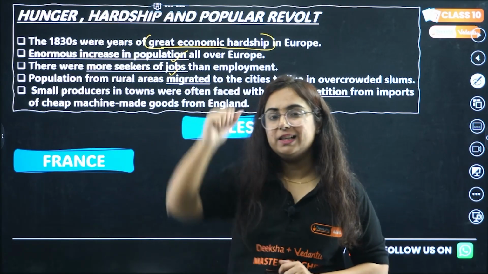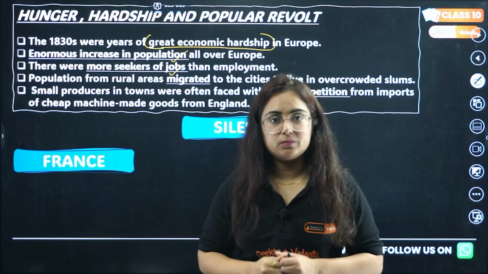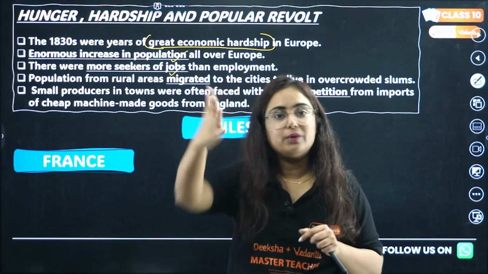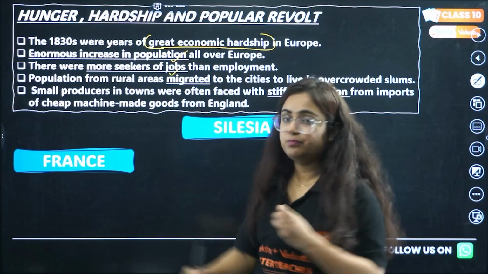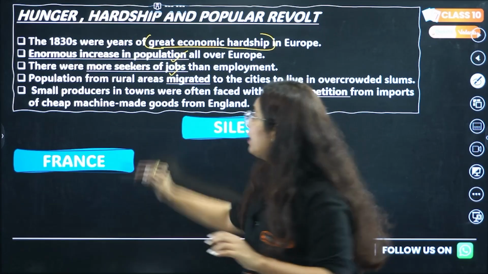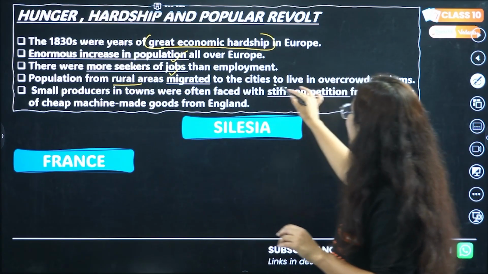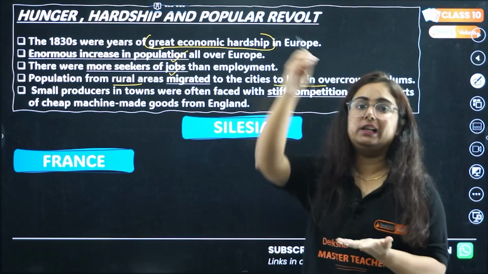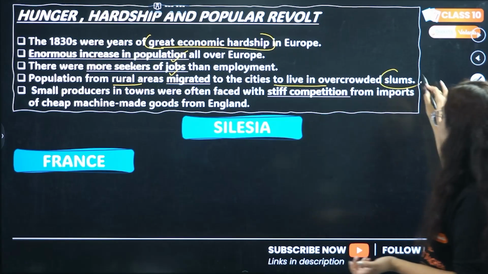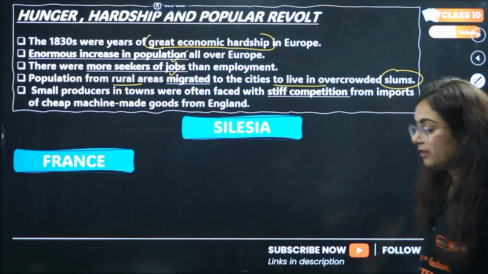But who is ruling them? Monarchs are ruling them majorly, and they are not worried about the people who are unemployed. So job seekers are increasing. These job seekers are migrating from rural areas to urban areas, have no work, eventually leading to the formation of overcrowded slums, right?